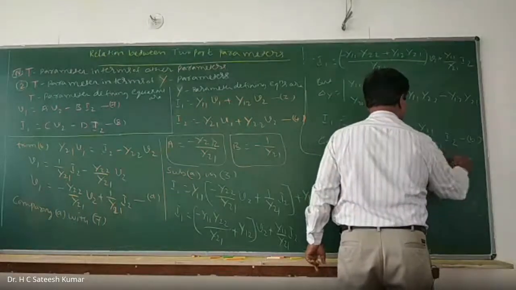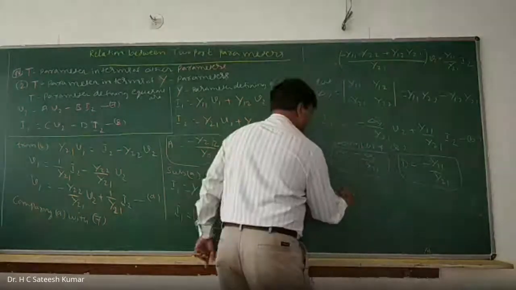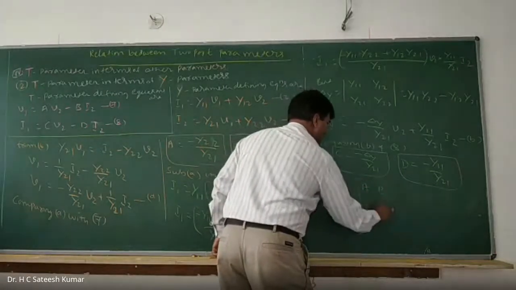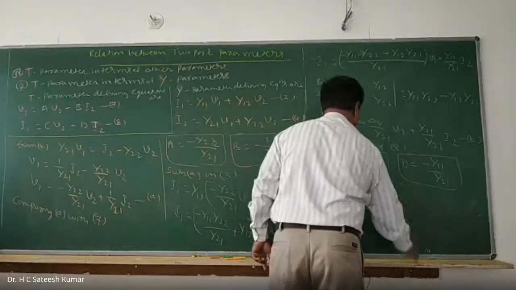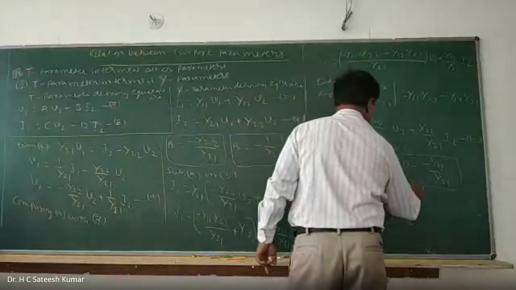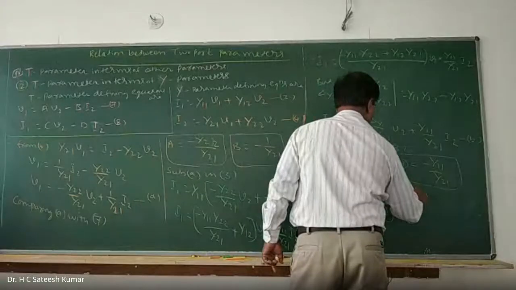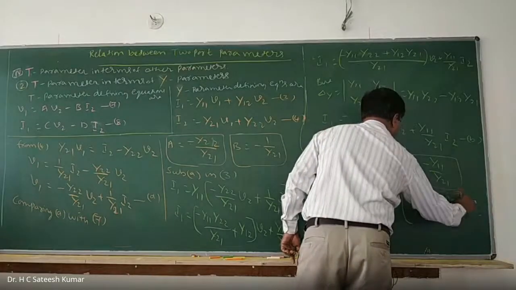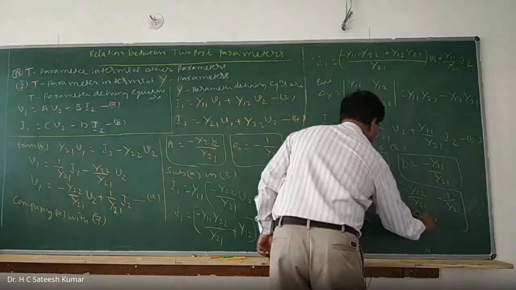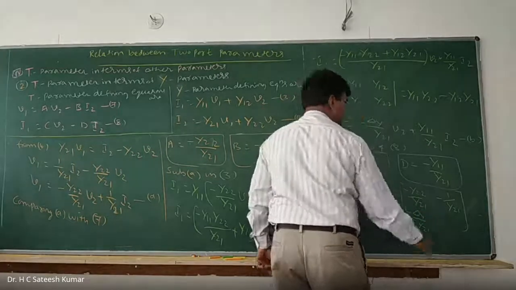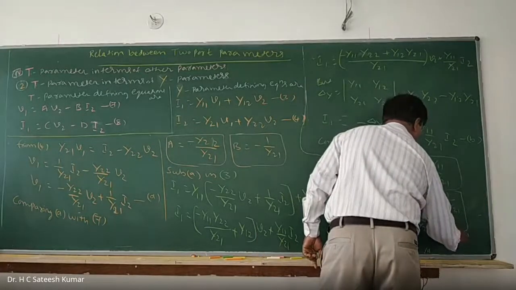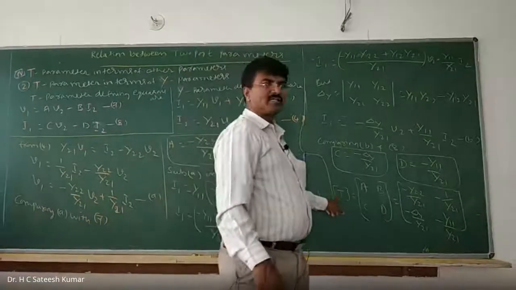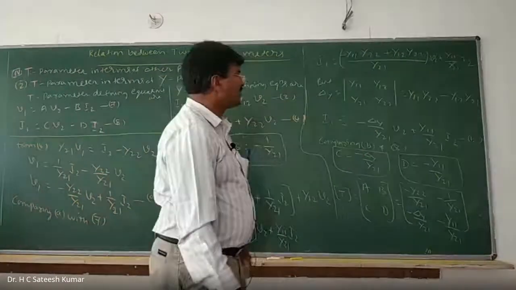You will get it. Therefore, the T matrix, T parameter in matrix form is what? A, B, C, D is equal to A is minus Y22 divided by Y21, B is minus 1 by Y21, C is minus delta Y divided by Y21, D is minus Y11 divided by Y21. So this is the T parameter representation in terms of Y. Okay. Now let us go for the last one.